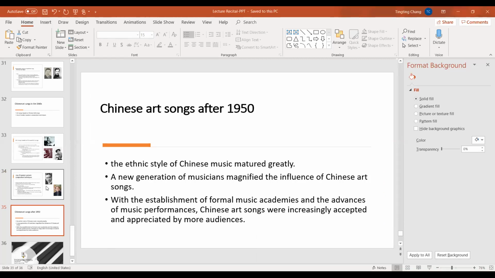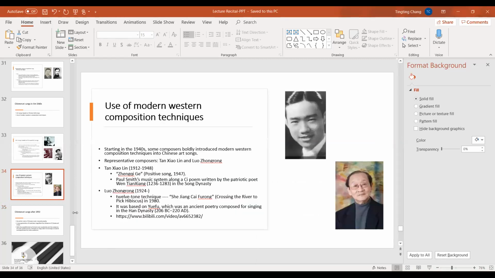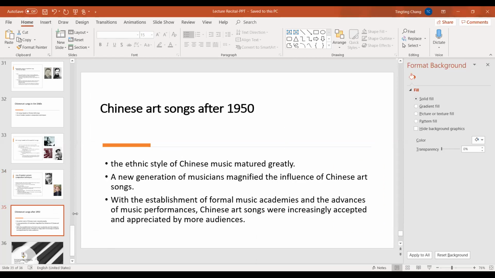Yes. Yay, welcome back. So yeah, those are very beautiful and creative songs. And now we've finished talking about the 1940s, and we're going to talk a little bit about Chinese art songs after 1950.